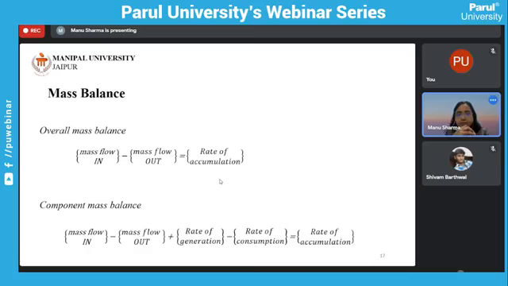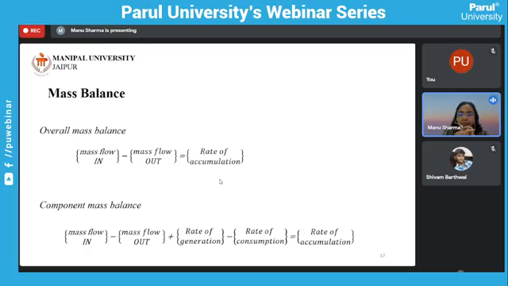The common mass balance. We deal with systems having two or more components. There are two types of mass balances involved. One is the overall mass balance, which is applied to the entire system, which says that the total amount of material going into the system minus the mass flow out from the system is equal to the net rate of accumulation.